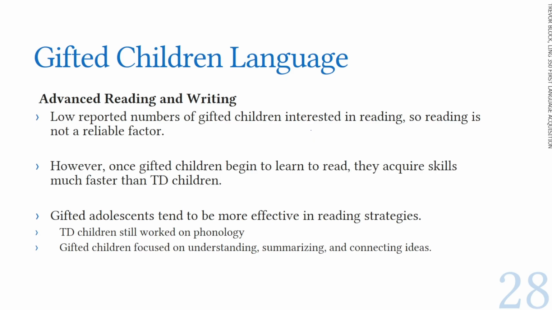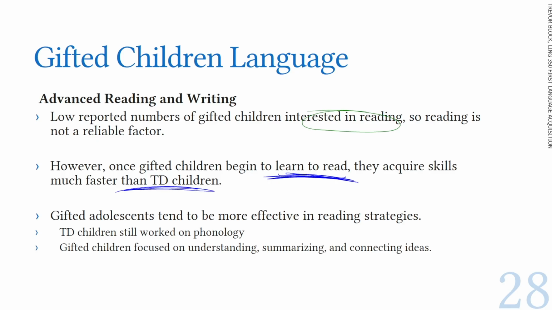Now the last thing to talk about for this is advanced reading and writing. You may think if you have a gifted child who's great in language, they're going to be really good readers and writers, and maybe it's because they read so much that they're so good at language. But actually, if you take a look at all the gifted children out there, according to what researchers call gifted children, overall, they're less interested in reading than typically developing kids. It's just that when they start reading, they tend to acquire their reading skills and vocabulary much faster than typically developing children. So again, I think the information processing is just very high, and you have good memory. You're able to make connections really well.